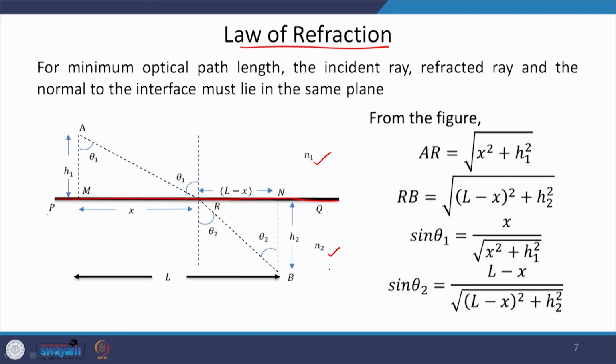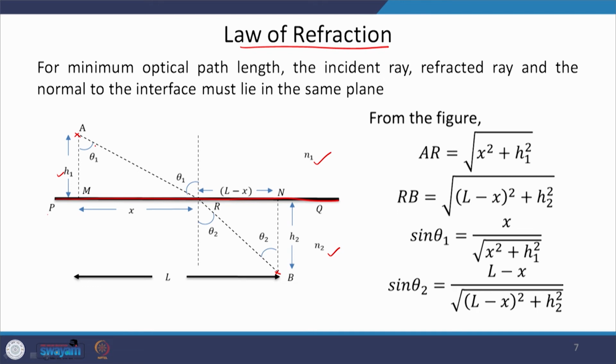Now, the source or the ray starts from point A, which is situated at a height h1 from line PQ, and then it passes through this interface PQ, and then it is observed at point B, which is at depth h2 from line PQ. Now, the ray starting from point A and ultimately reaching point B may take infinitely many paths. Which path would be the extremum? Which path would the ray follow?